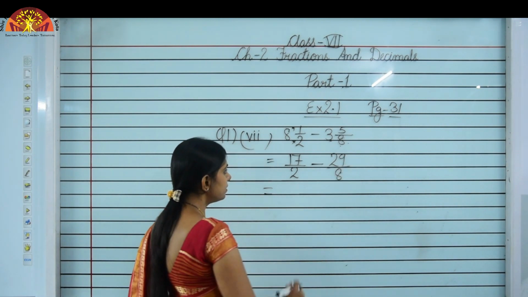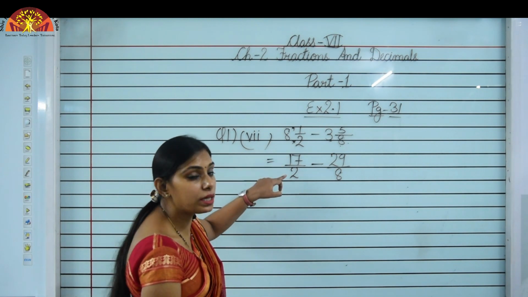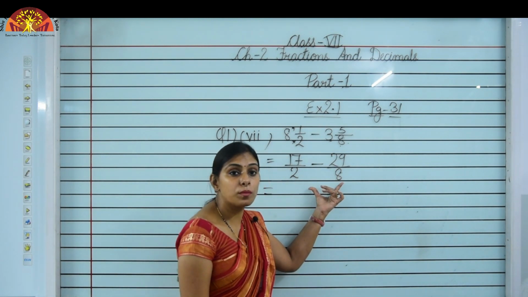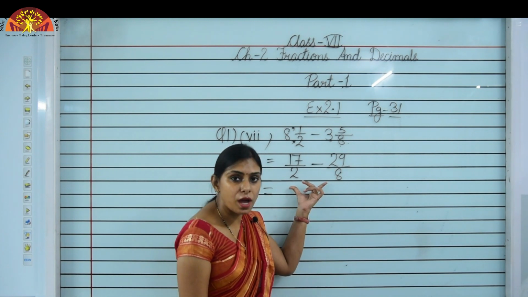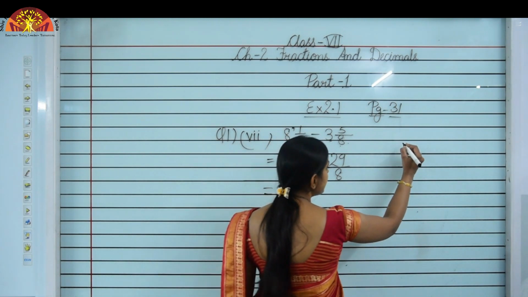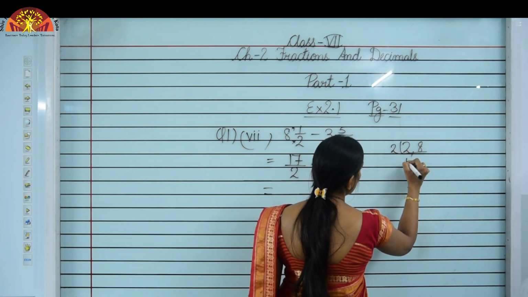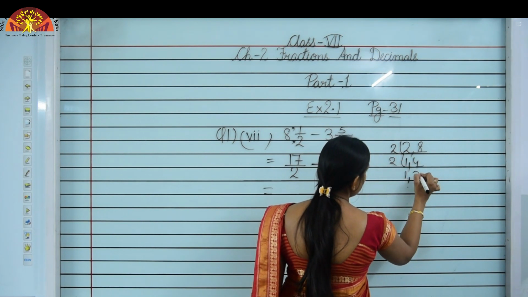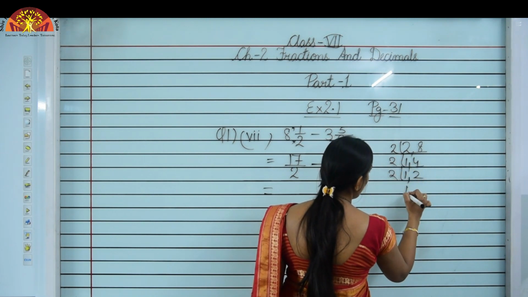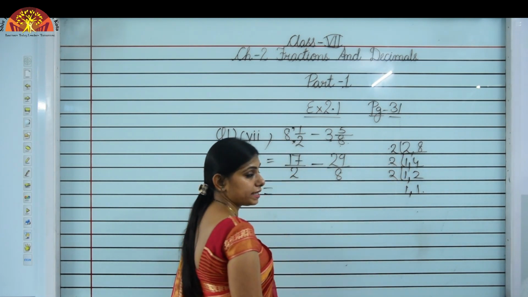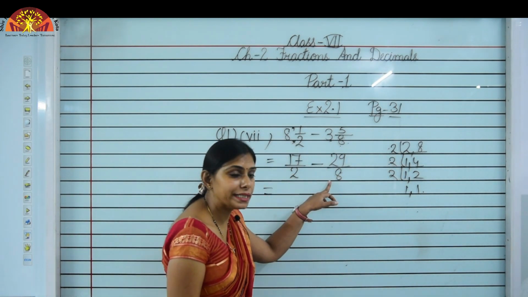So you have first changed the mixed fraction into the improper fraction. Now you can see, children, that again the denominators are different. So you have to take the LCM. So we will just take the LCM of 2 and 8. So 2 1s are 2, 2 4s are 8. 2 2s are 4, 4 2s are 8. So here the LCM of 2 and 8 is 8.